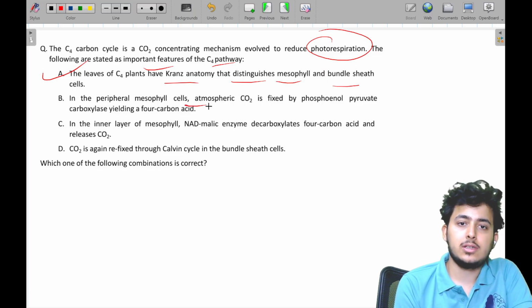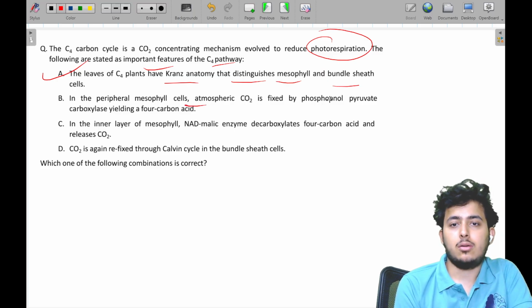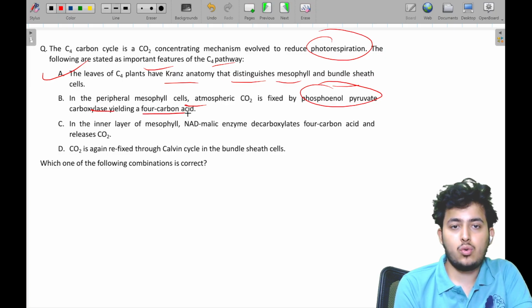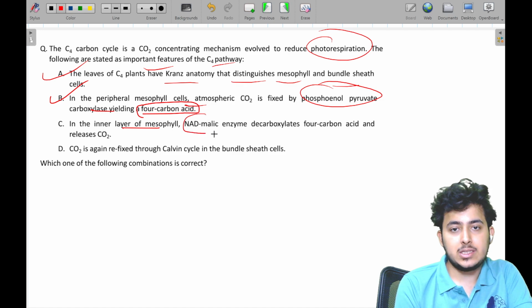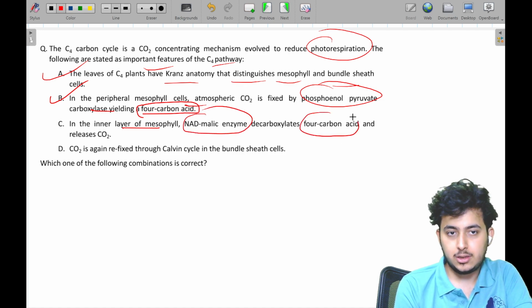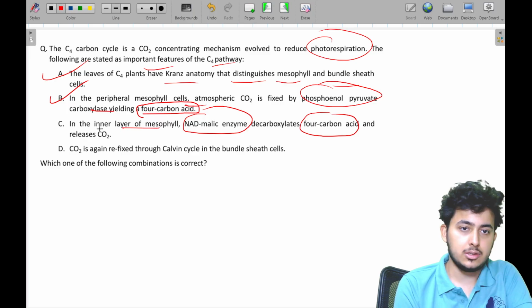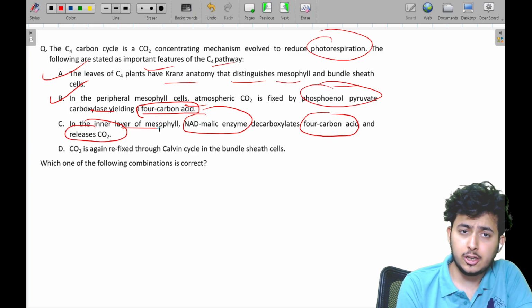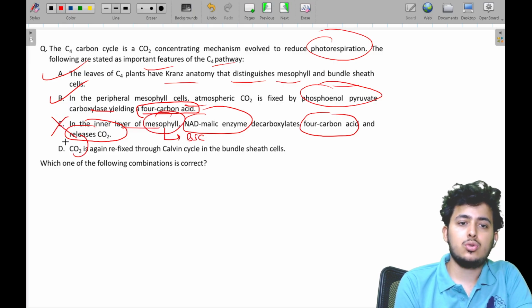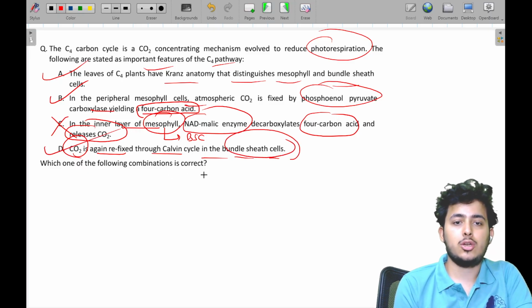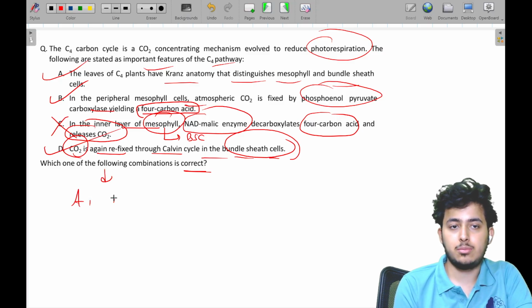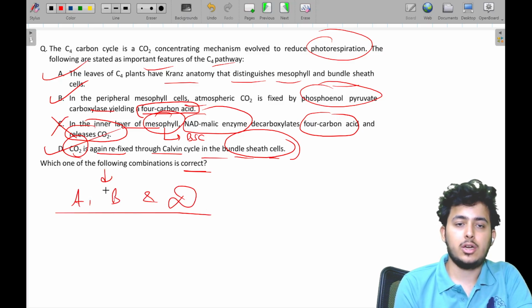In the peripheral mesophyll cells, atmospheric CO2 is fixed by phosphoenol pyruvate carboxylase yielding a 4 carbon acid. Absolutely correct. In the inner layer of mesophyll, NAD malic enzyme decarboxylates the 4 carbon acid and releases CO2. But does it happen in the inner layer of the mesophyll cell? No, no, no. It happens in the bundle sheath cell. So this is wrong. CO2 is again refixed through the Calvin cycle in the bundle sheath cell. That is absolutely correct. So what are your correct options? Answers A, B, and D. That is your correct answer.